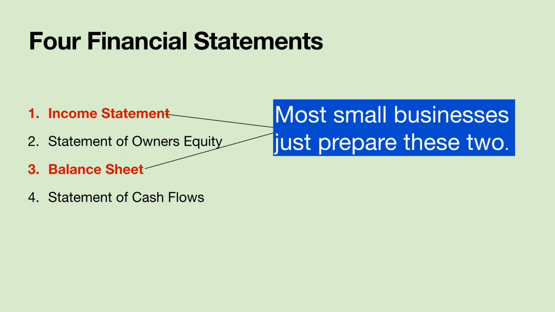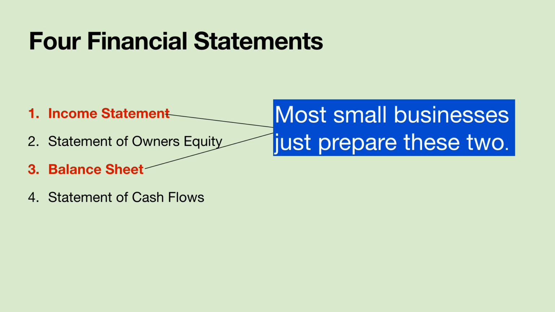Most small businesses only prepare the income statement and the balance sheet. And that's because the statement of owner's equity is usually too small and insignificant to be on a separate piece of paper for a small business. And in a small business, it might be just a footnote, or it just might not even be there at all. And the 4th statement, the statement of cash flows, well, that one takes a little more sophistication to prepare, and many small businesses don't know how to do it.